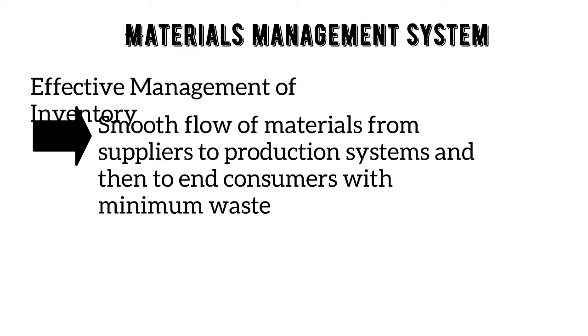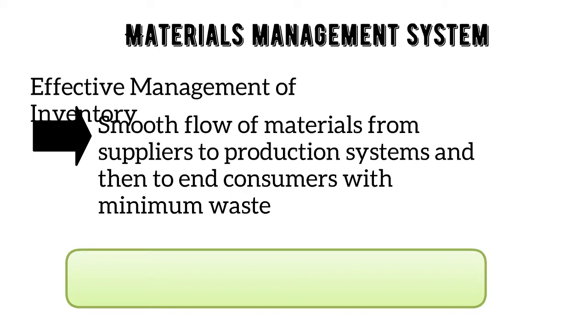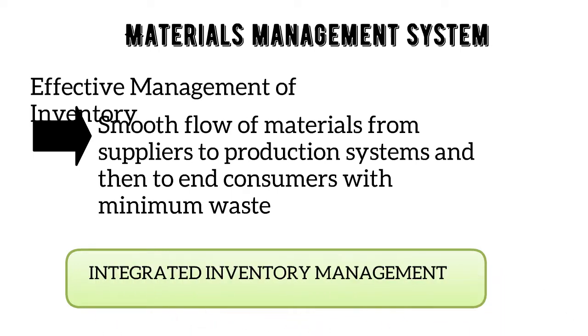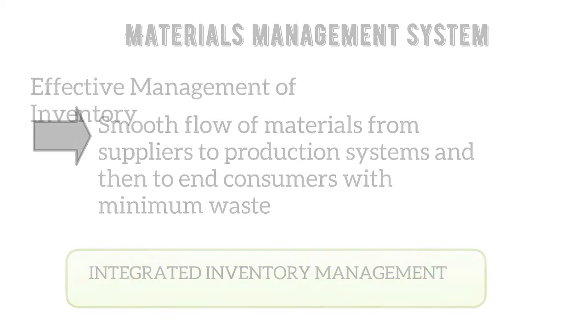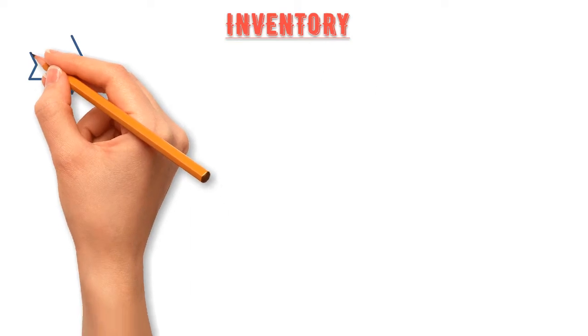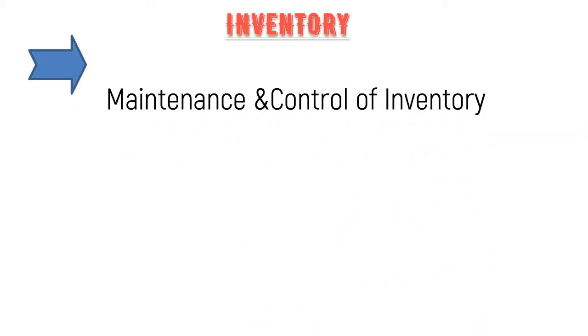For achieving the main objectives of materials management function, as stated above, a total and an integrated inventory management system needs to be developed and used. What is inventory? The core issue of materials management is maintenance and control of inventory. This issue is common to all organizations in any sector of the national economy. The term inventory can be interpreted in a number of ways.